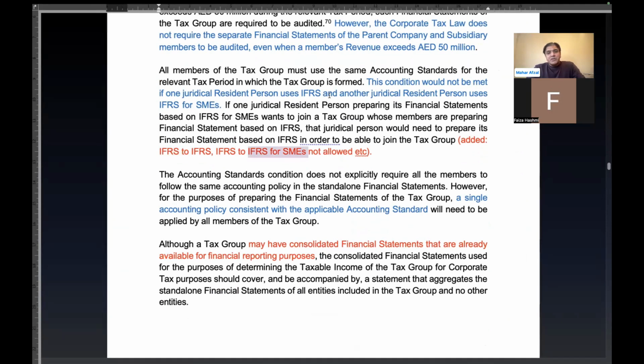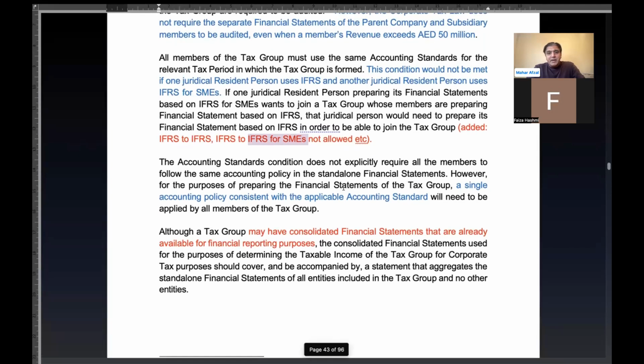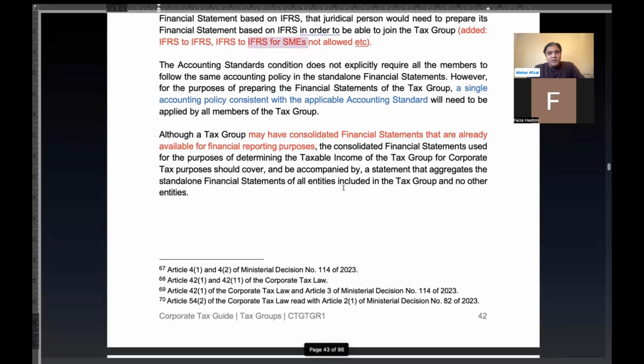One juridical person uses IFRS, another juridical person uses IFRS for SMEs. If one juridical person preparing financial statements based on IFRS for SMEs wants to join a tax group whose members are preparing financial statements based upon IFRS, that juridical person would need to prepare its financial statements based upon the IFRS. Apple to Apple comparison, this is a very straightforward thing.